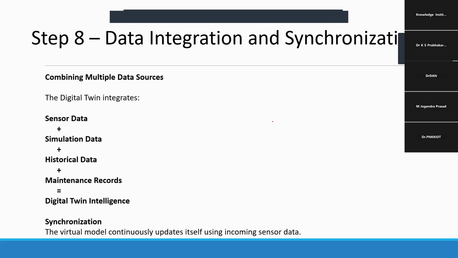Step 8 is data integration and synchronization. Here various sources of information must be integrated into a unified digital twin environment. For example, a digital twin combines real-time sensor data, simulation outputs, historical records, and operational information. The goal is to maintain continuous synchronization between the physical and virtual systems, so whenever the physical asset changes, the digital twin updates accordingly.